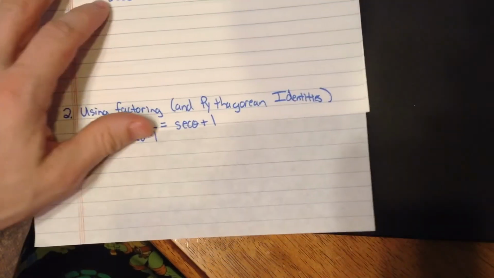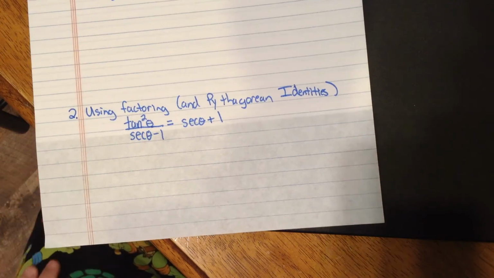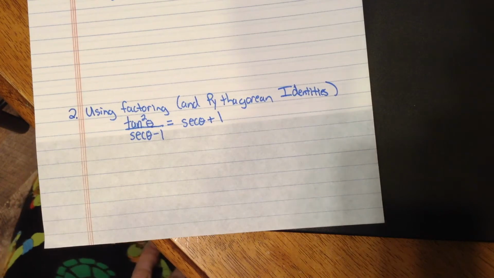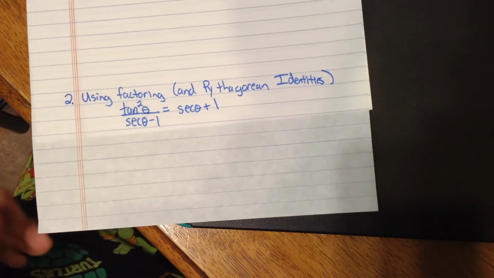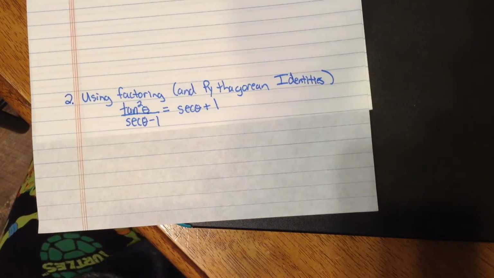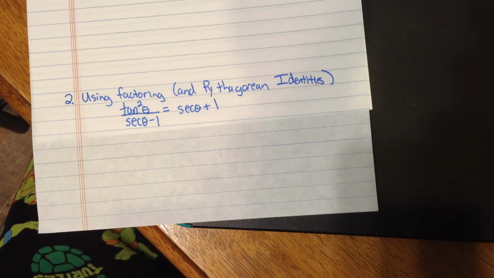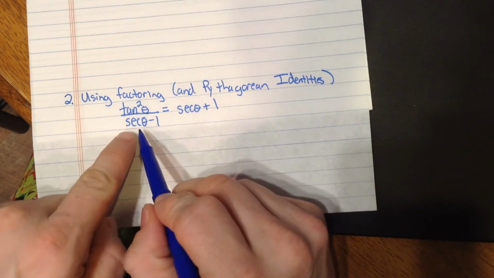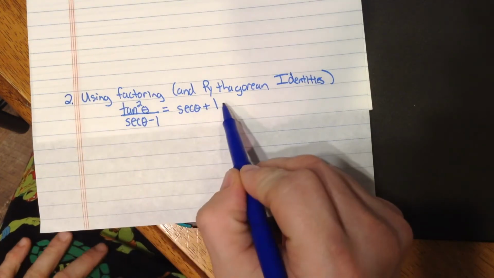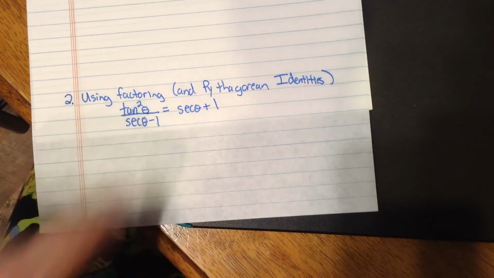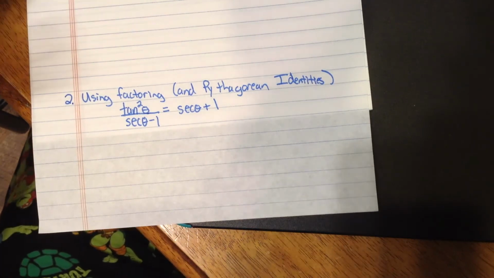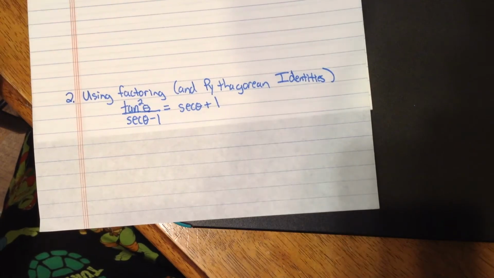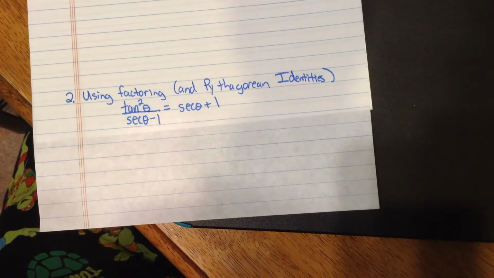Number 2, we're using factoring again. We're using factoring this time, but we're going to use Pythagorean identities to do it. So we have tangent squared over secant minus 1 equals secant plus 1. And again, we're not going to work on this side unless we absolutely have to. We're not going to multiply it. The easy way would be multiply by secant minus 1 to there, but we can't assume equality, so we're actually going to rewrite and substitute and work our way down. So this time I said we're going to use factoring, so let's do that.